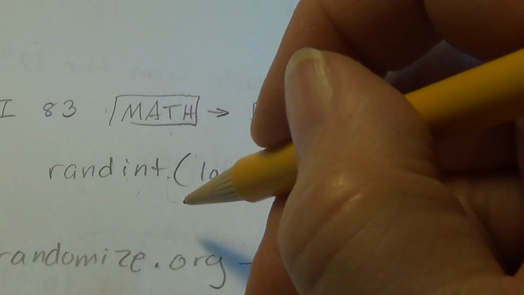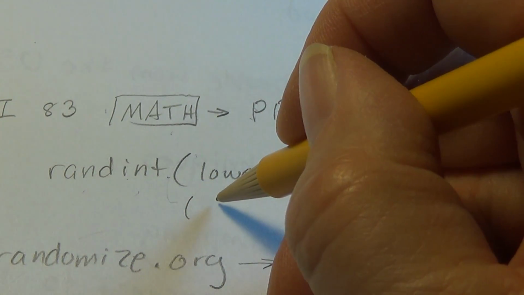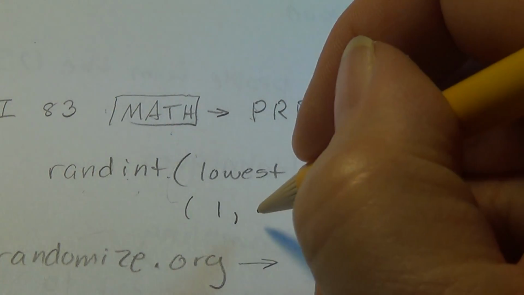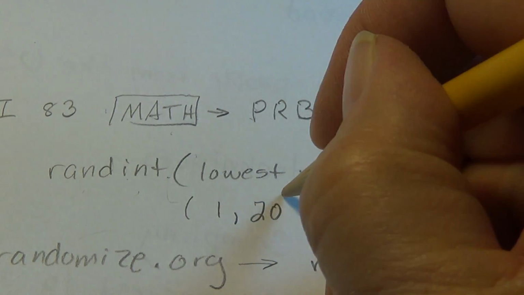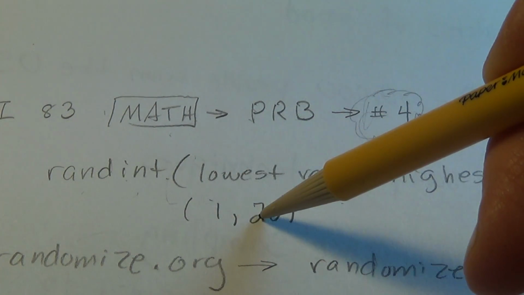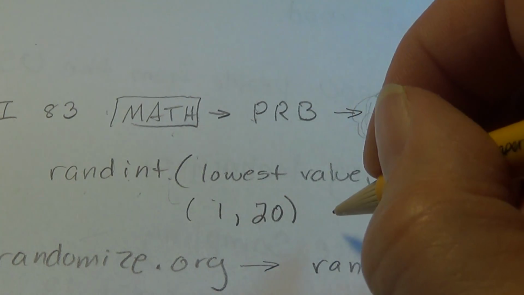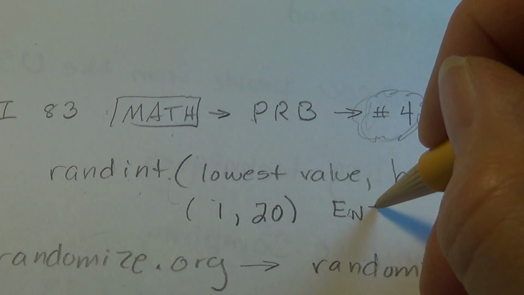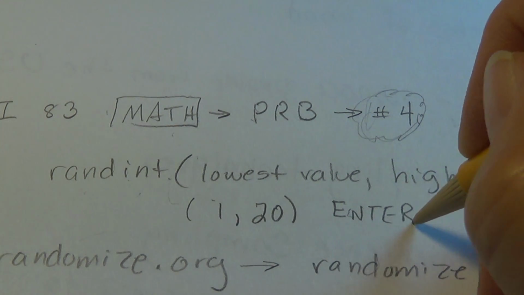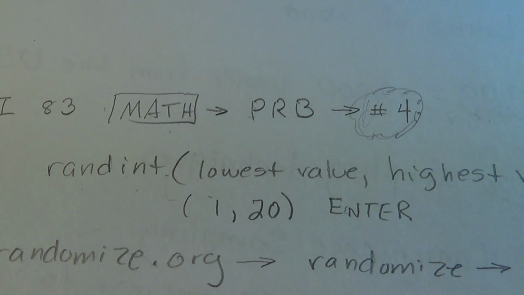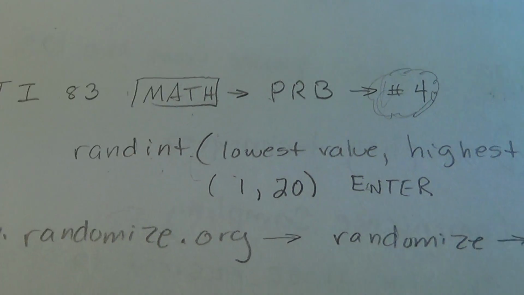Put in the lowest value. We'll do 1, comma, and then the highest in our example was 20. And that will tell the calculator that you are picking from 1 to 20, and then hit enter, and it'll give you a number randomly in that range. Enter again. Enter, enter, enter as many random digits as you want. We want 5, so hit 5 and you will choose your committee from 20 randomly.